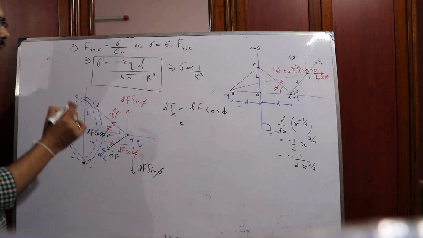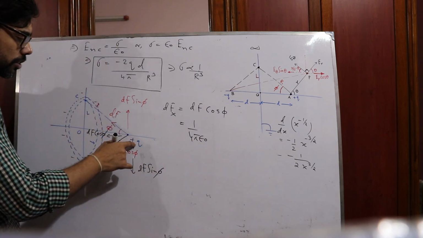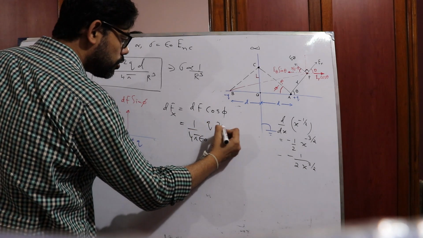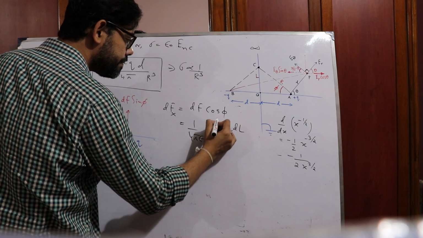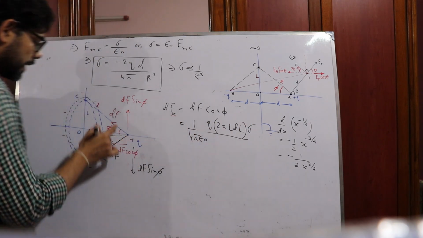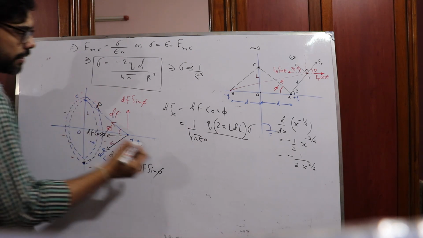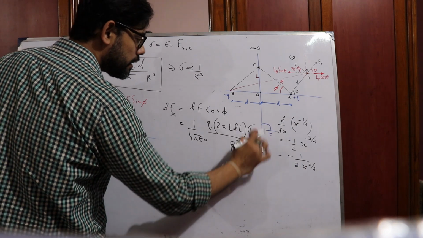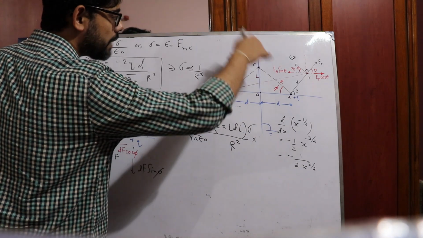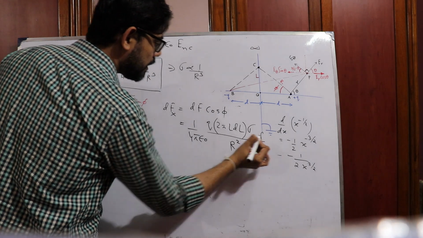And what is dF? 1 by 4 pi epsilon 0 q1 q2 by r square. So this is q. What is the charge enclosed by the ring? 2 pi L dl into sigma divided by the distance square. What is the distance? This distance is capital R. So by capital R square multiplied by cos phi. What is cos phi? Cos phi is base by hypotenuse, so d by r. So it comes as d by r.